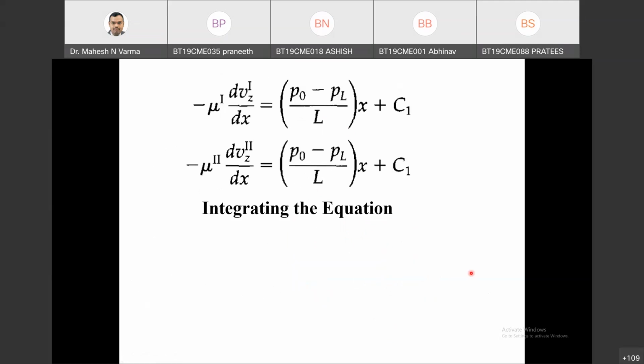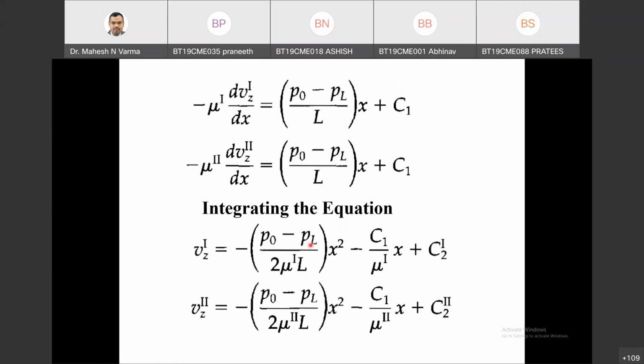Integrating this equation, this is what you will get: delta P divided by 2 mu1 L times x squared, minus C1. This minus sign is coming in here, and here also this minus sign is coming, mu1 x plus C2 for phase 1. Similarly, velocity for phase 2 will be equal to minus delta P divided by 2 mu2 L times x squared, minus C1 for phase 2 times x.